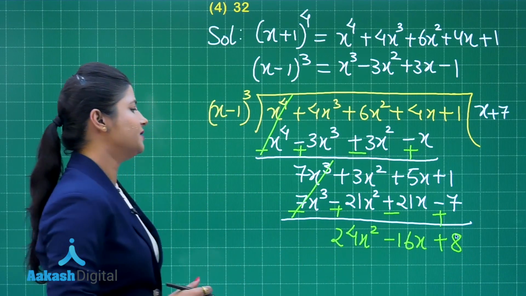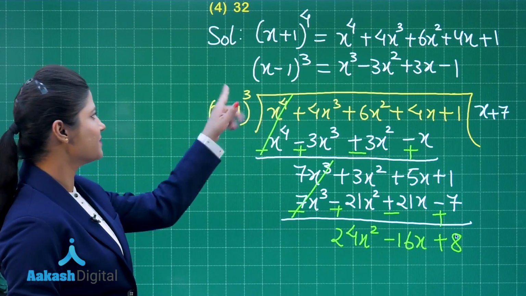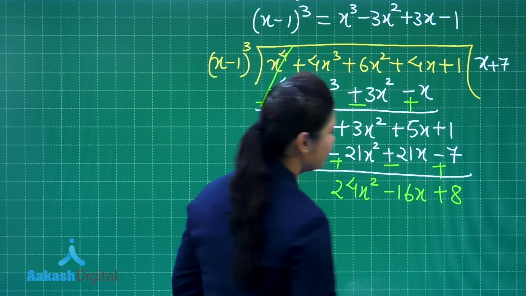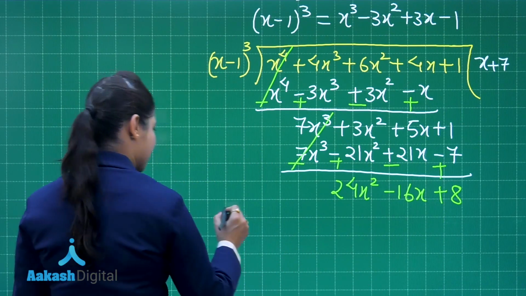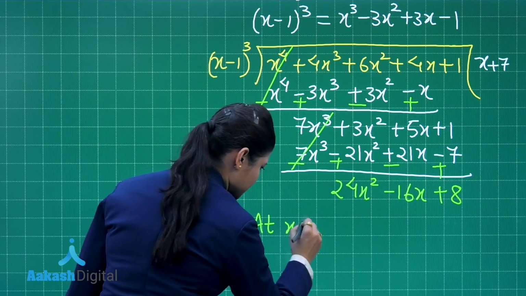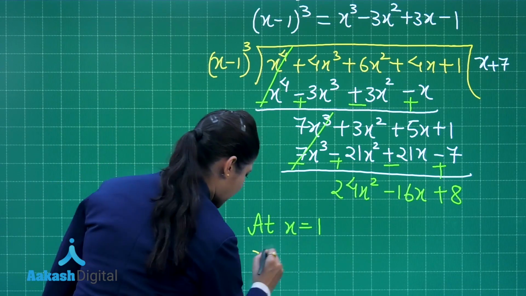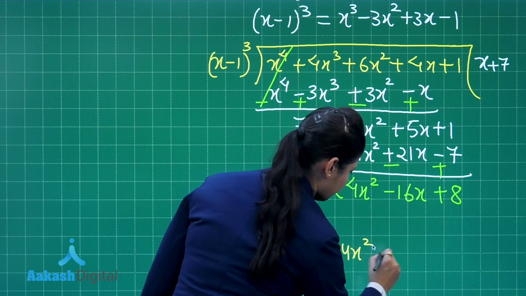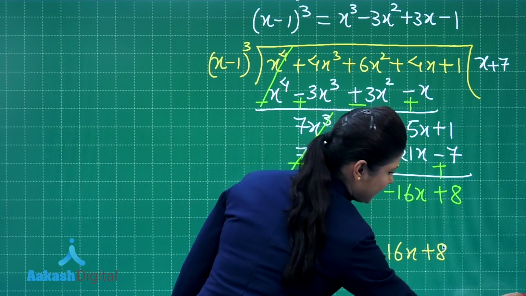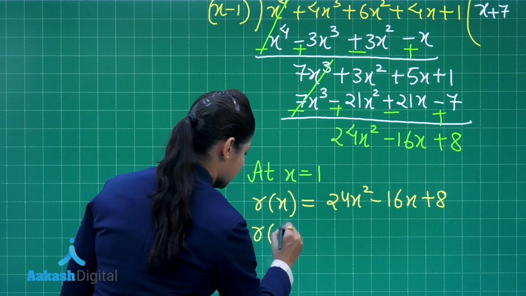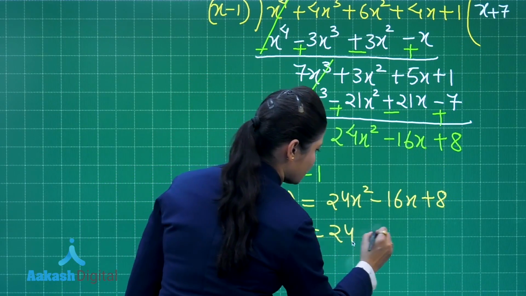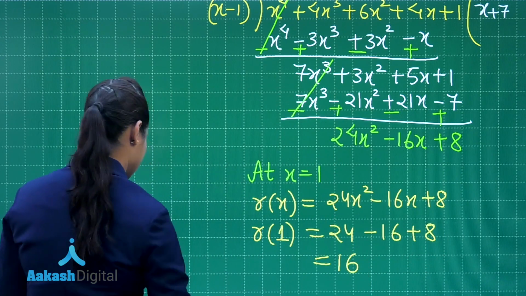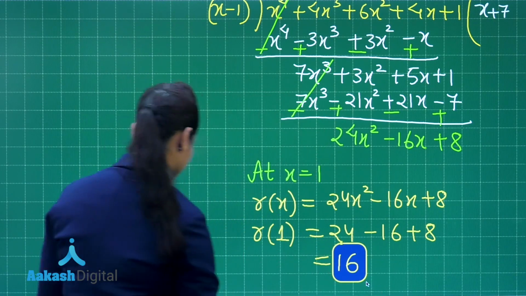Here we cannot further divide it because the degree of the remainder becomes less than the degree of the divisor. So, you need to obtain the value of the remainder at x equal to 1. I could write here that at x equal to 1, r of x, that is the remainder, is 24x square minus 16x plus 8. That means at x equal to 1, the remainder will be 24 into 1 square minus 16 plus 8, which simplifies to the value 16. So, the answer will be 16.